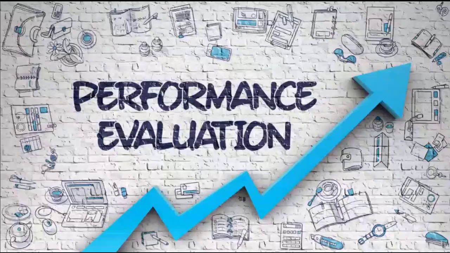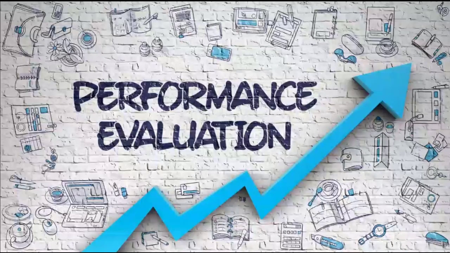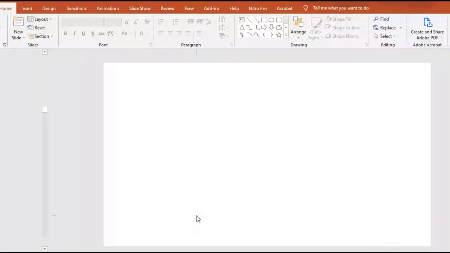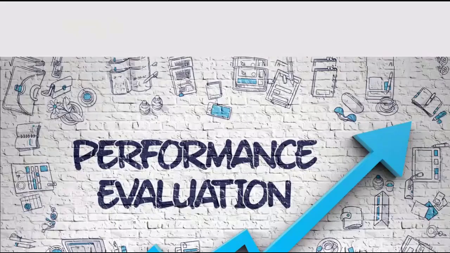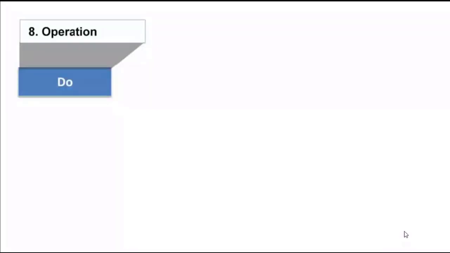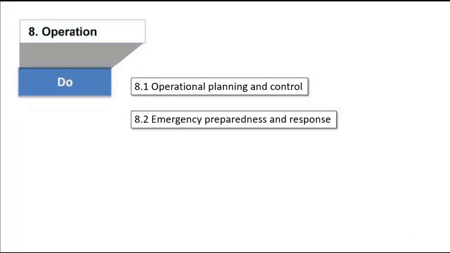So that's it for 8.2. Do you have any questions for 8.2, which is emergency preparedness and response? No, sir. All right, so we finish clause 8, which has two subclauses: 8.1 operational planning and control, and 8.2 emergency preparedness and response.